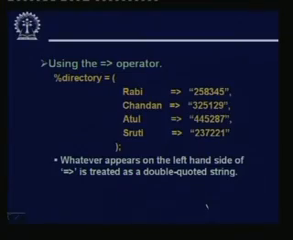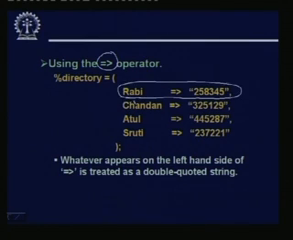The second way of specifying it is like this, using the equal and greater than operator. Here it is quite similar, but the way you specify is a little more meaningful and easier to understand. First, we specify the name as usual, then the symbol equal to greater than, then the telephone number, then a comma. Now, in this notation, whatever appears on the left hand side of it, for example, here Rabi, it is implied that it is enclosed within a double quoted string.